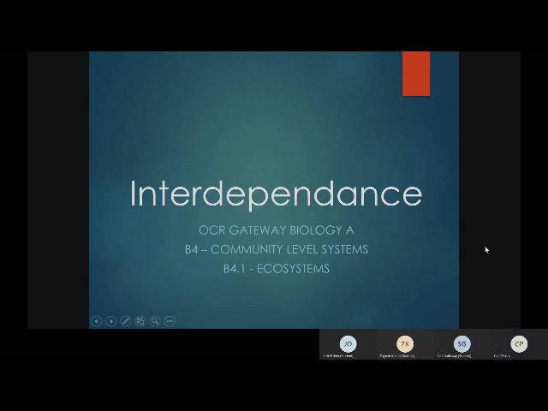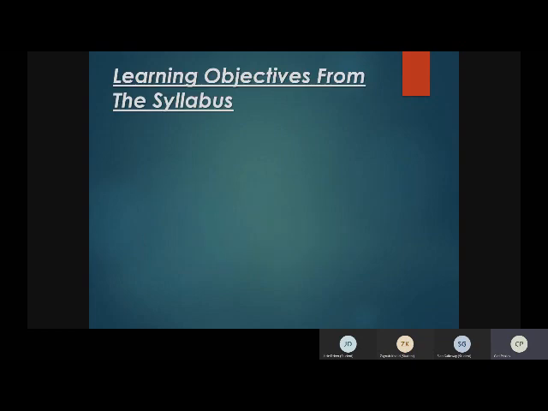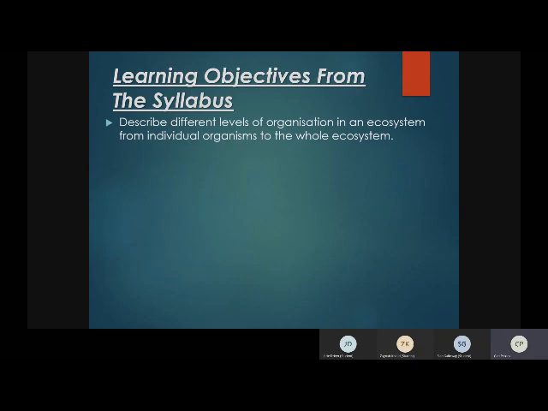Gateway Biology, Community Level Systems, which is B4, and the second part of B4.1, Ecosystems. This week we are looking at interdependence. Now, in terms of what's on the syllabus, there's quite a lot of stuff here. So, number one, describe different levels of organisation in an ecosystem from individual organisms to the whole ecosystem.